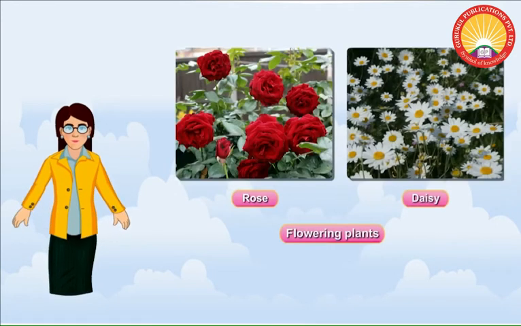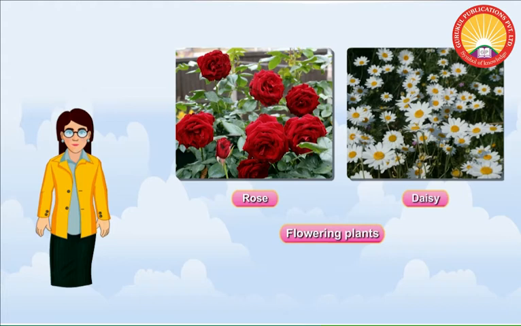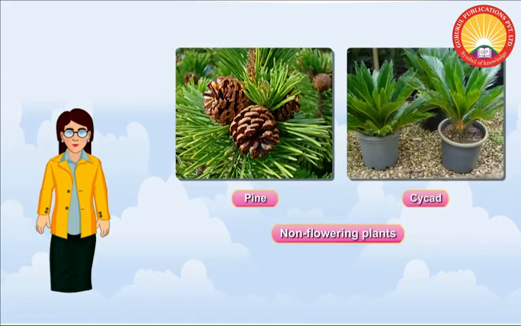The plants that bear flowers are called flowering plants. The plants that do not bear flowers are called non-flowering plants.